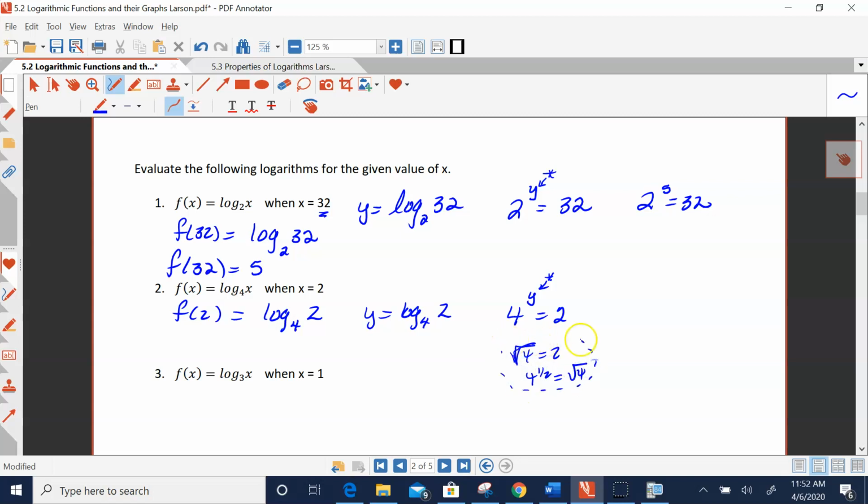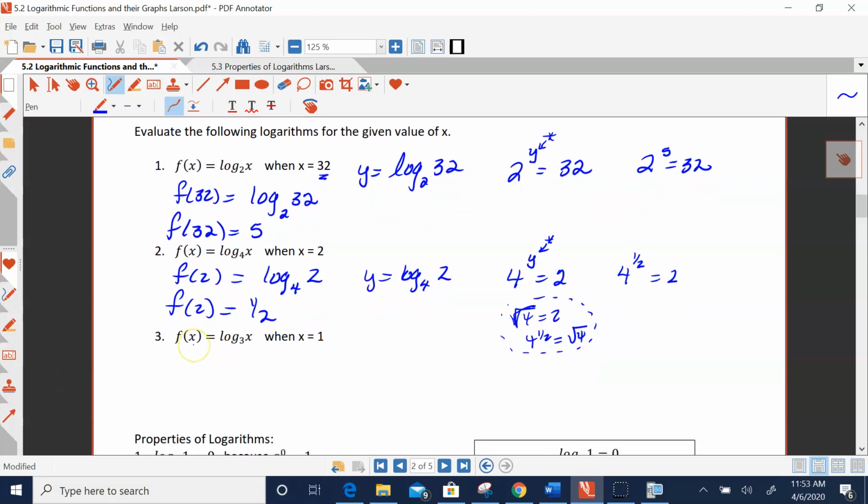Keeping this in mind, 4 to what power would be 2? 4 to the 1/2. 1/2 means square root, and a 4 to the 1/2 power would give me 2. So to answer the question, f of 2 would be 1/2. I know this seems awkward. But if I take it and rewrite it, I'm just trying to find out what is that exponent.